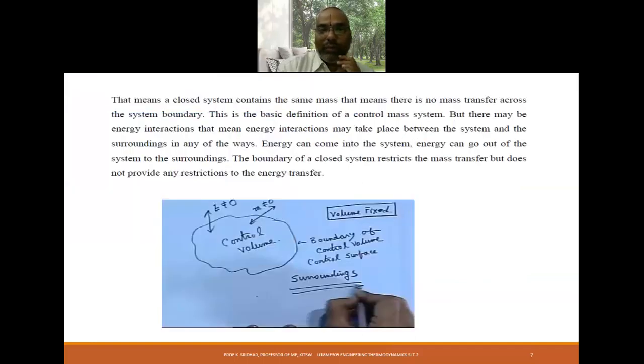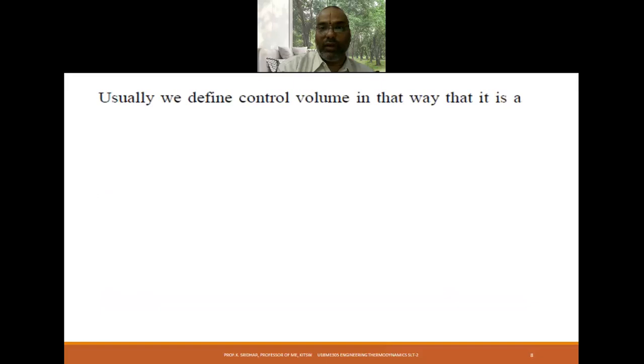The same thing I have written here. In the control volume, the volume is fixed. That is the boundaries, because I told you that the system and surroundings are separated by means of the boundary. The boundary may be a real one or an imaginary one also. The system and surroundings put together are called the universe. That is the basic concept.